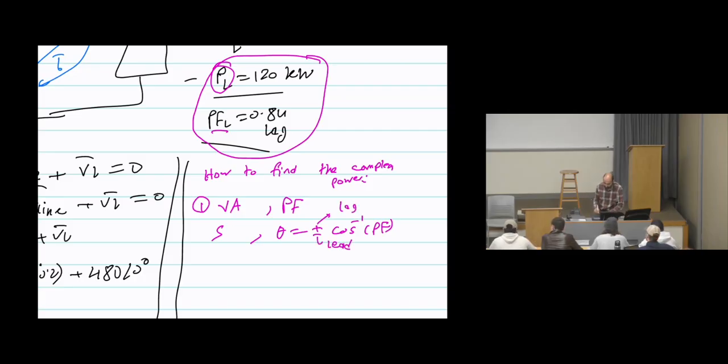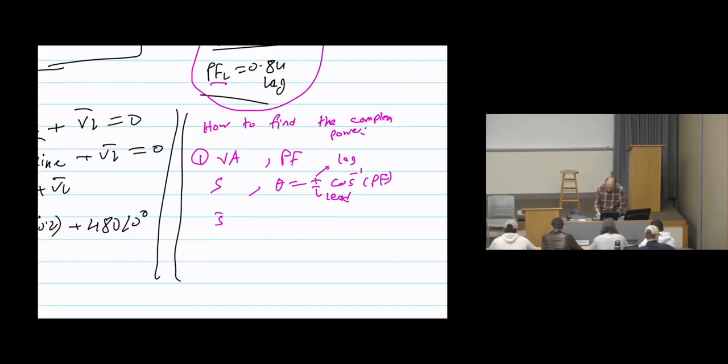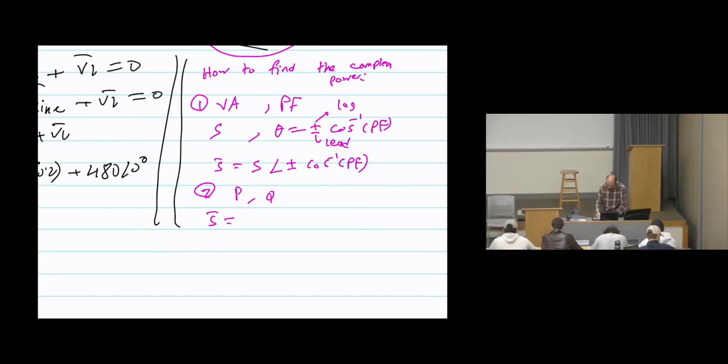Then, how can we calculate the complex power? Basically, we will say S bar equals S angle plus or minus cosine inverse of power factor. That's case number 1, if we know the power given as volt-ampere and power factor. Case number 2, the power can be given as real and reactive power. How to calculate the complex power? Basically, S bar will be P plus jQ, right? Then you can convert it to polar, rectangular, whatever you can do. That's how we calculate it.